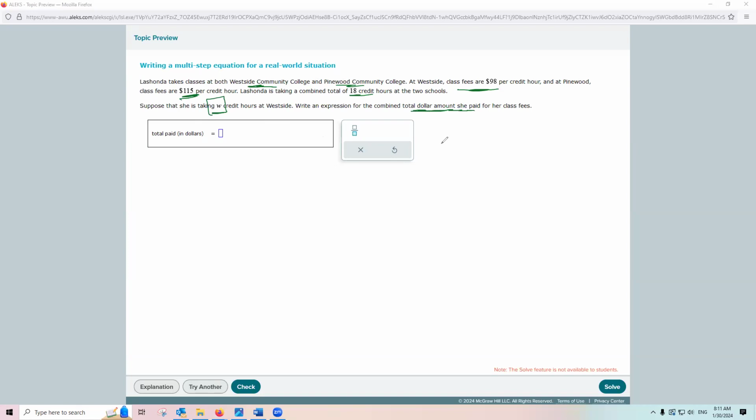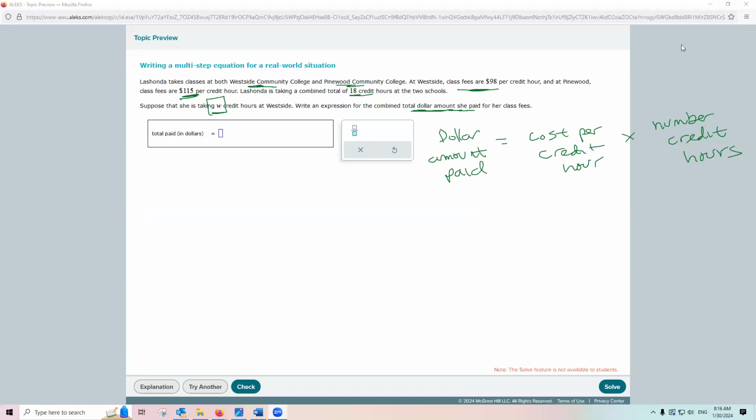Well, here's the setup I have to think about for this kind of problem. I want to know the dollar amount she paid for her classes. Well, if you think about it, you've got to take the cost per credit hour and multiply it by the number of credit hours she's taking. All right, so I'm going to set up a table again, just like I did on the previous example.